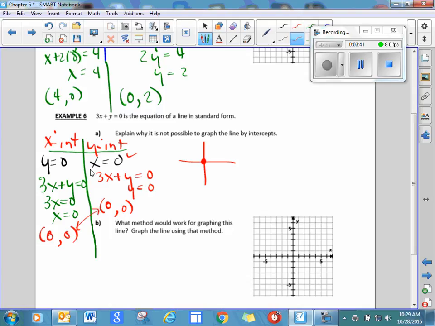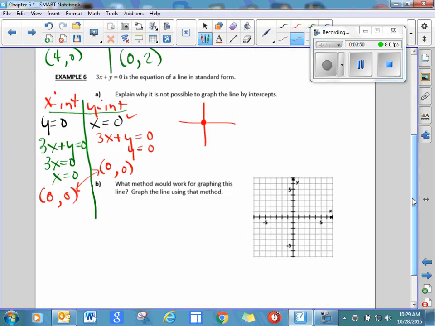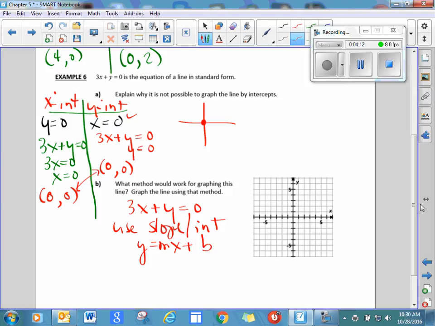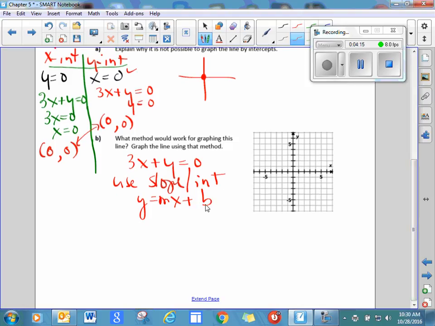The intercept method is not going to work for this equation and any other line that goes through the origin for both the x and the y intercepts. So the question in part B is, well, what method could we use to graph this equation? So my thought is, let's just use the slope-intercept form. So we're going to rewrite the equation in slope-intercept form. Remember, slope-intercept is y is equal to mx plus b. We already have a pretty good idea of what b is. We know where it's going through the y-axis, right at the origin. But let's see if we can figure out what the slope is.